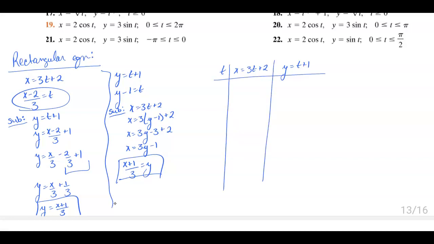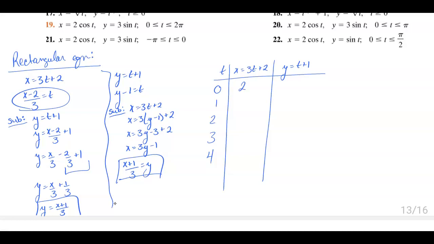So t was bounded between 0 and 4. So I'm going to use whole numbers between 0 and 4, and we're just going to substitute these in and find the xy ordered pairs, and that will be really easy for us to graph. So if we plug 0 in, 3 times 0 plus 2 is 2.